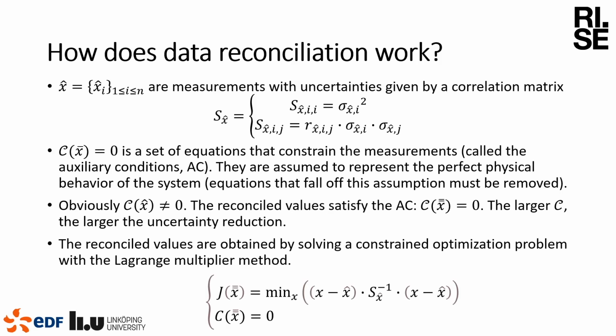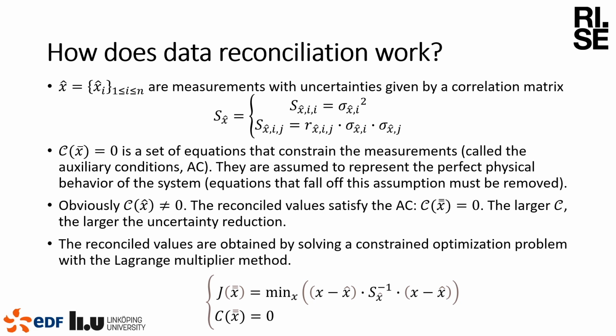How does data reconciliation work? It is well expressed by the following mathematical notation. X cap equal to the set of x cap i, where i is greater than or equal to 1 but less than n, are measurements with uncertainties given by the correlation matrix Sx cap as defined here. C of x bar equal to 0 is a set of equations that constrains the measurements. We call this set of equations the auxiliary condition equations, through which the variables to be reconciled are computed.